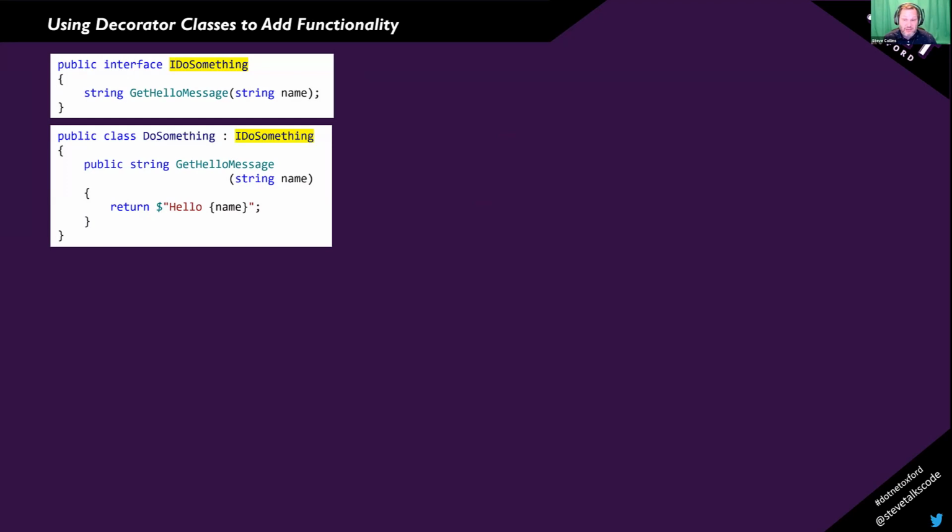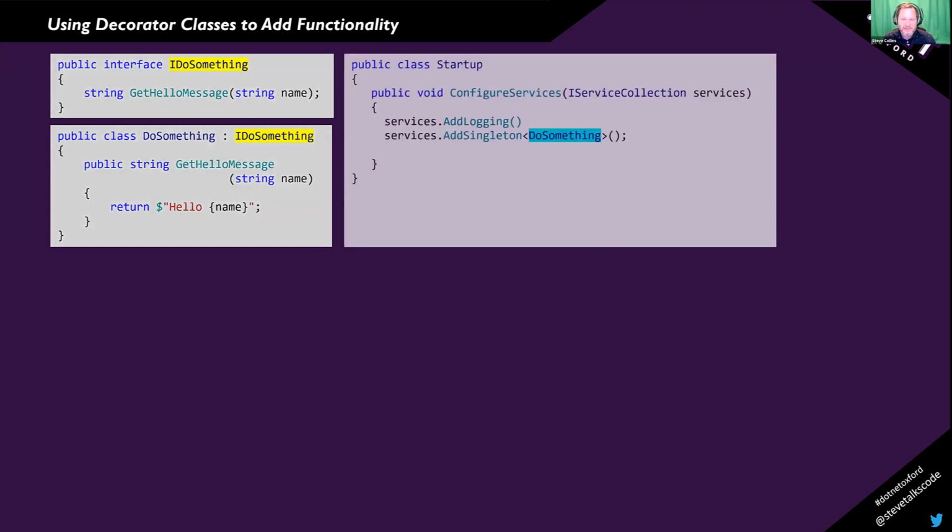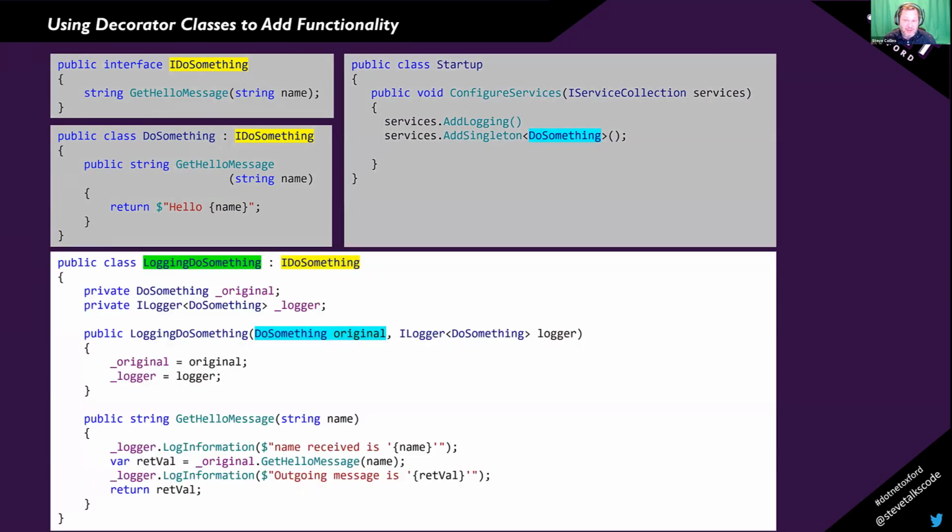In the example code here, we have a class called doSomething that implements the IDoSomething interface. First, we register the class as a concrete type and not through the interface. We then have a decorating class called LoggingDoSomething that takes the original class and requests the registered original class in its constructor.